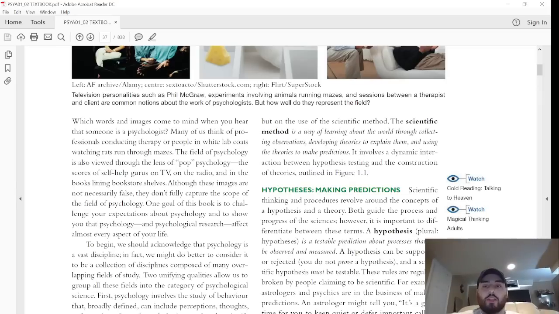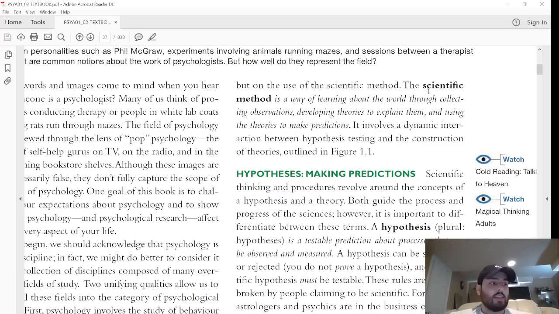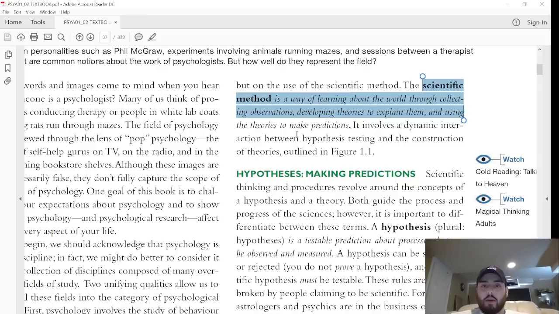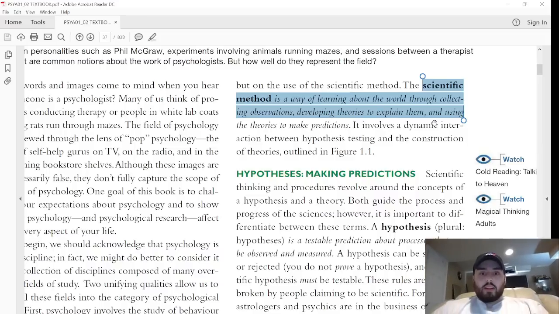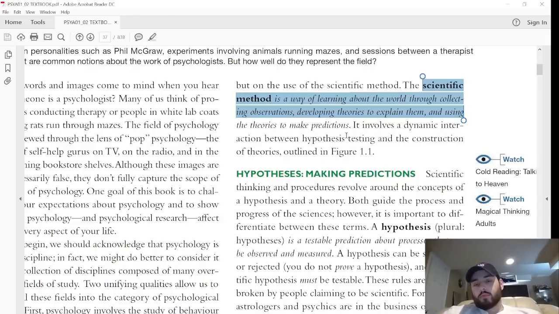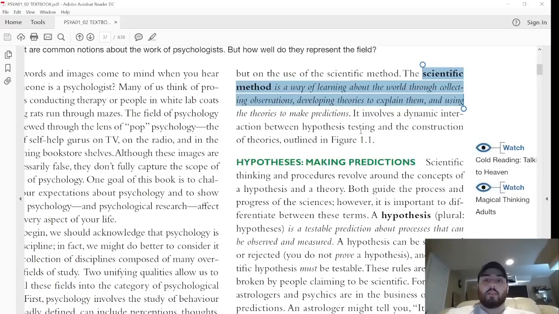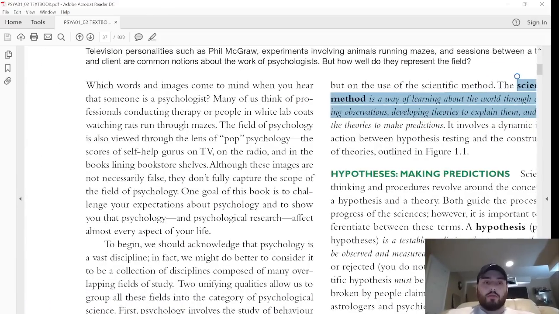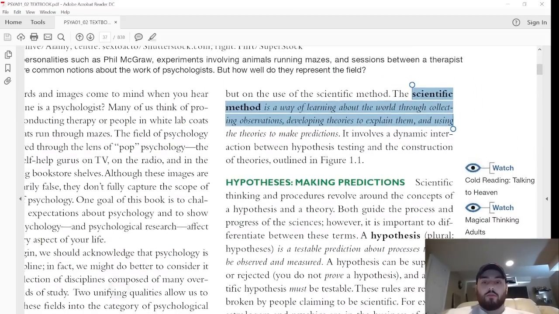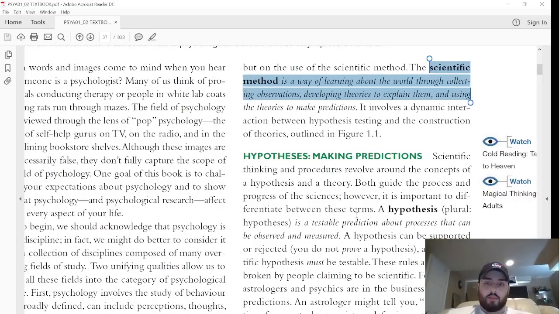So, a main definition that we're going to want to take into account here is the scientific method. Now, the scientific method is a way of learning about the world through collecting observations, developing theories to explain them, and using the theories to make predictions, right? So in any sort of science, basically, the way that scientific studies are completed is through collecting observations. So getting a huge sample of the population and developing theories on them, right? Developing theories and coming to conclusions, right? So that's going to be really important as we move on through this chapter, and it's going to connect directly with the definition of a hypothesis, right?